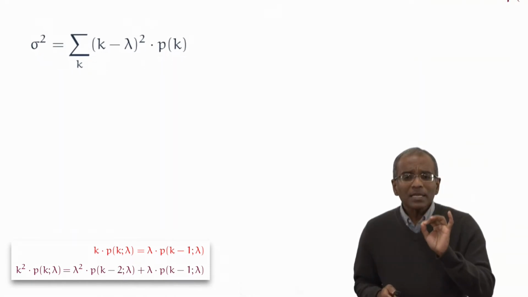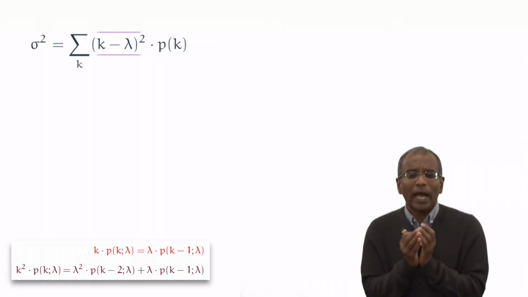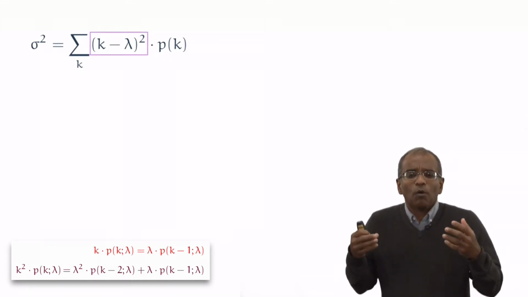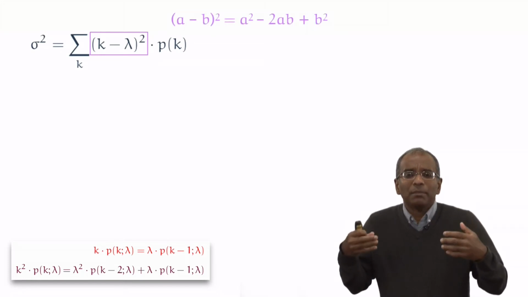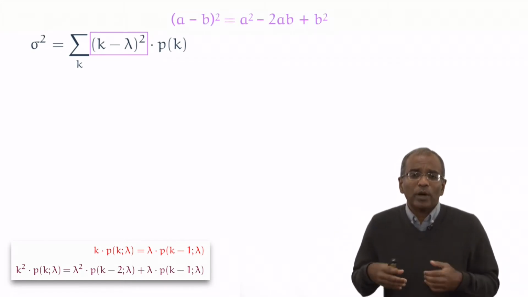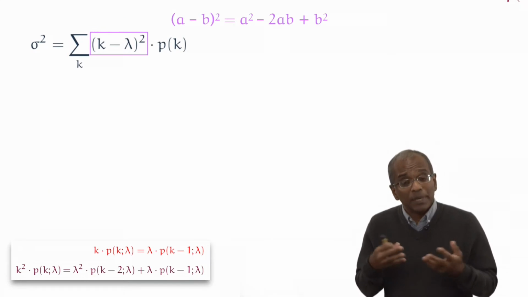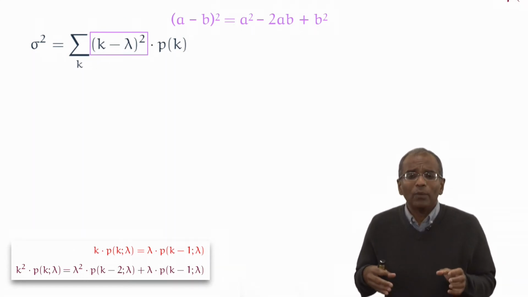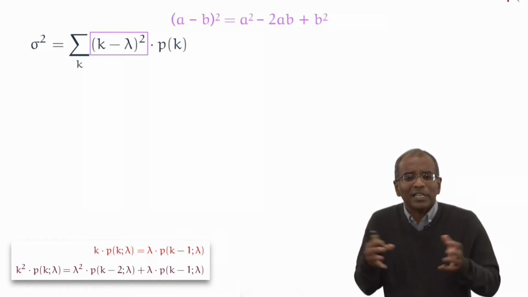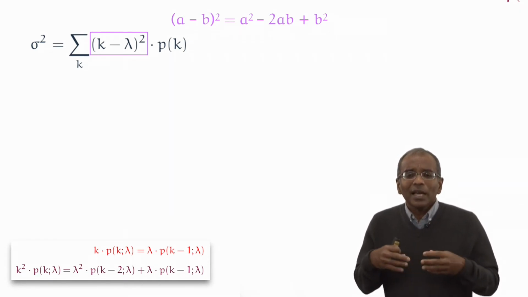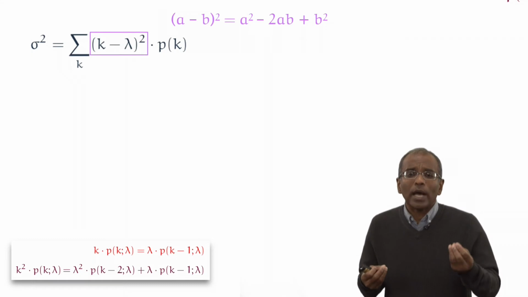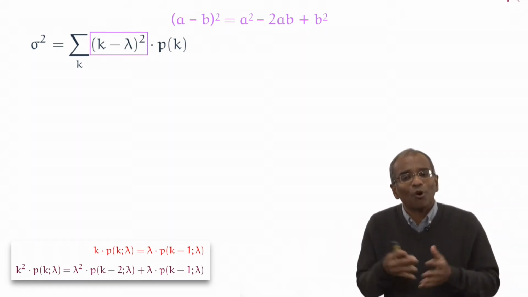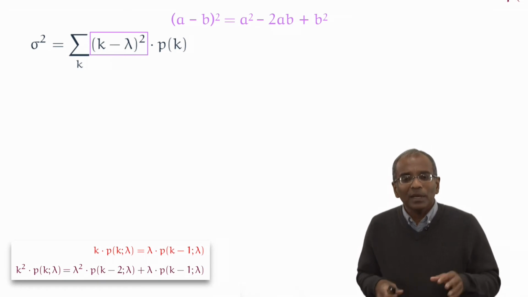Now, in the summation, we've got a whole square, and that is, of course, very reminiscent of the form of a whole square of the kind a minus b, the whole squared, where we identify a with k and b with lambda. And the key, of course, is that a whole square, we know from our very early exposure to algebra, can be expanded in the form a squared minus 2ab plus b squared. Of course, this is an elementary form of the binomial theorem.